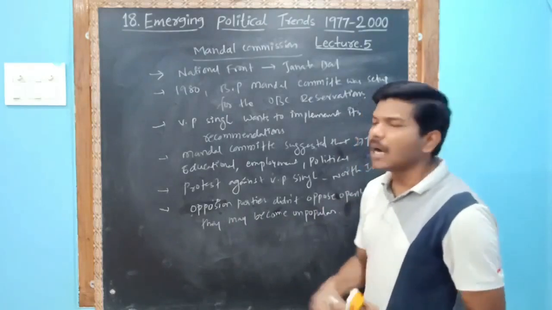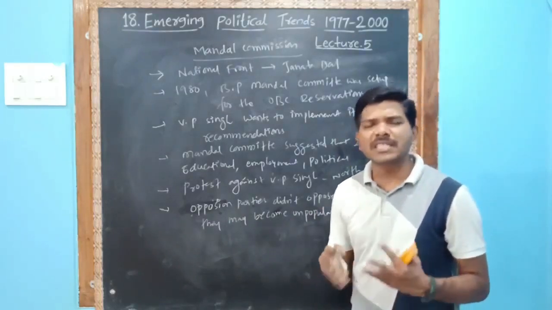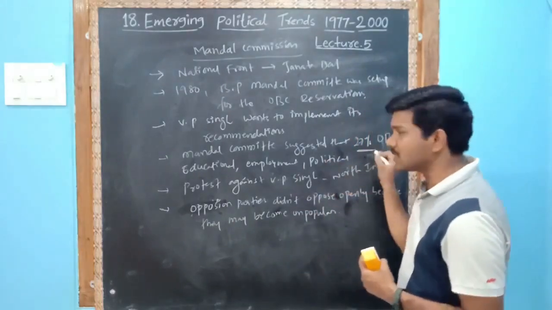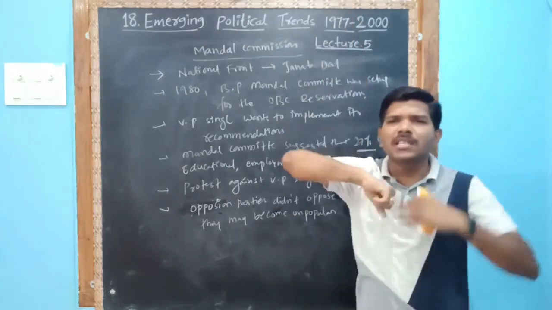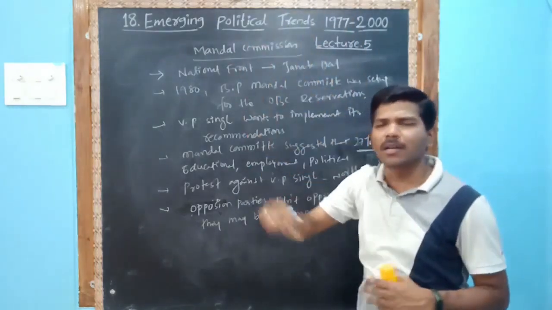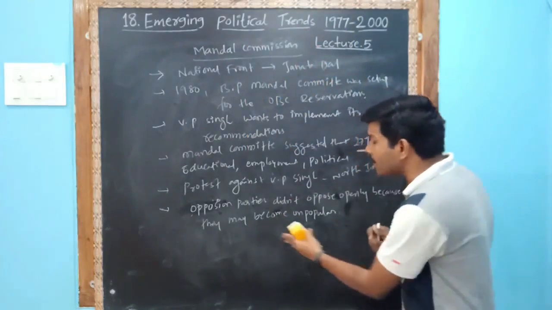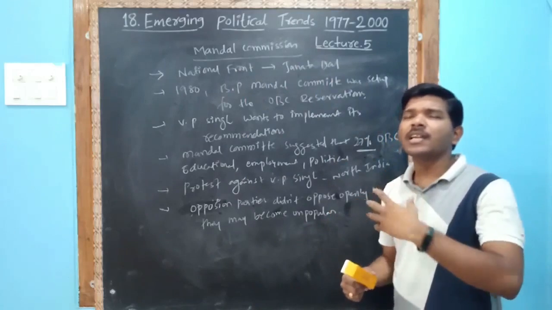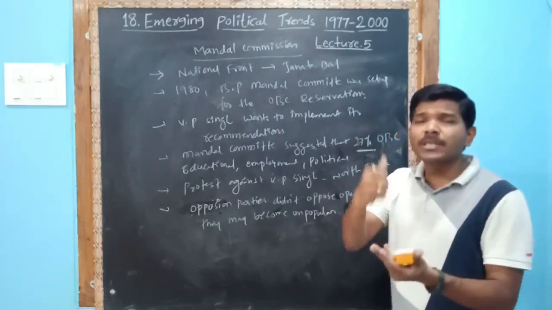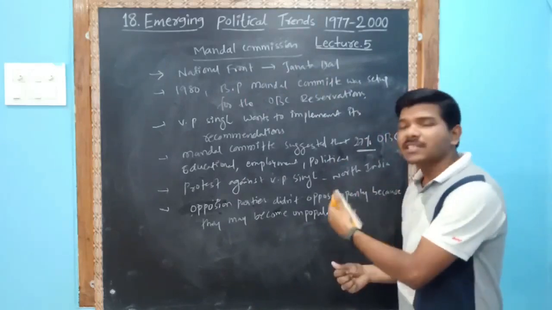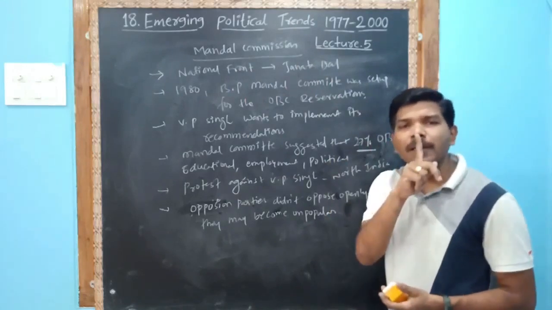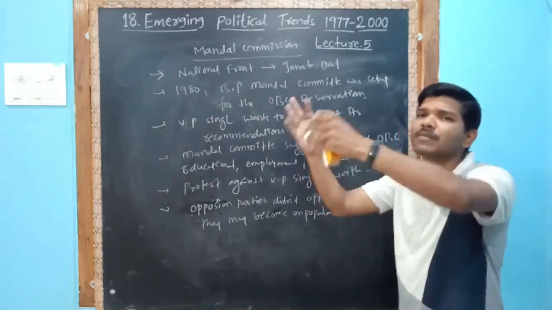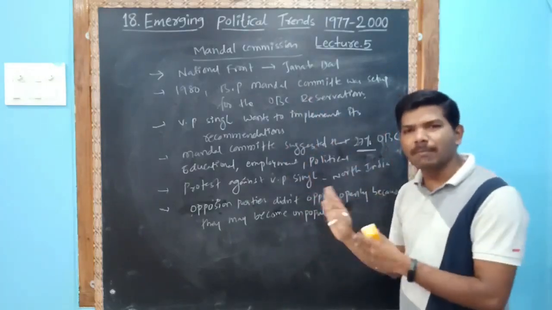For example, the Congress party also doesn't like the VP Singh government's recommendations, the 27%. If they say that we don't want these recommendations, no need to implement them, it is not correct. They might become unpopular among the OBCs because they want votes. If they say it is not correct, the OBCs may not cast their vote for them in the next elections. So some of the parties were silent. They behaved silently because they might become unpopular in front of the people.